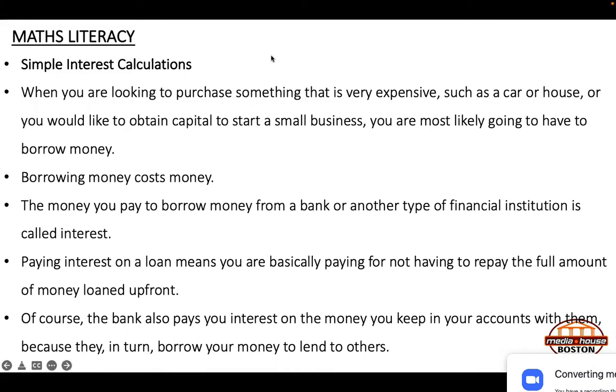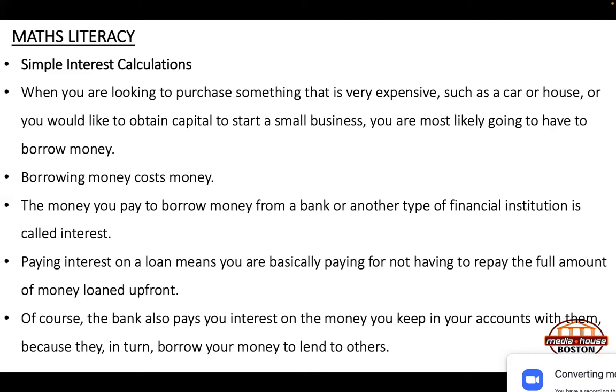So the money you pay to borrow money from a bank or another type of institution is called interest. Trigger, please put your hand down. Paying interest on a loan means you are basically paying for not having to repay the full amount of money loaned upfront. Of course, you pay over 6 months, 3 months, etc. The bank also pays you interest on the money you keep in your accounts with them because they in turn borrow your money to lend to others. So I don't know if you guys know that.